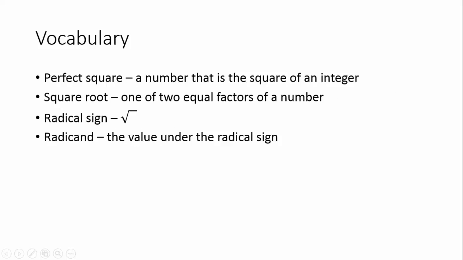So first, some vocabulary terms to write into your notes. Perfect square is a number that's the square of an integer. And the square root is one of two equal factors of a number. The radical sign is the box, or some students compare it to the division symbol, but it's kind of like a check mark over the perfect square. And the radicand is the value under the radical sign.